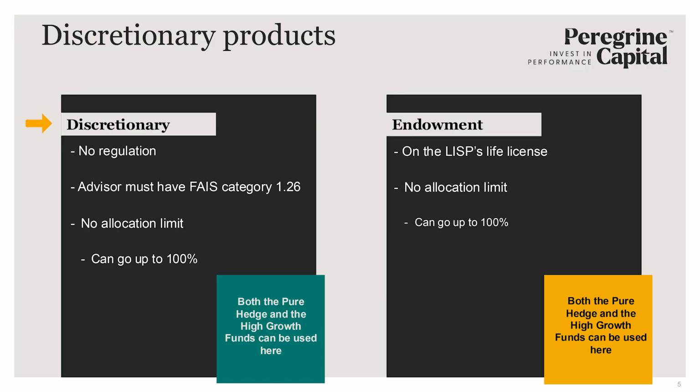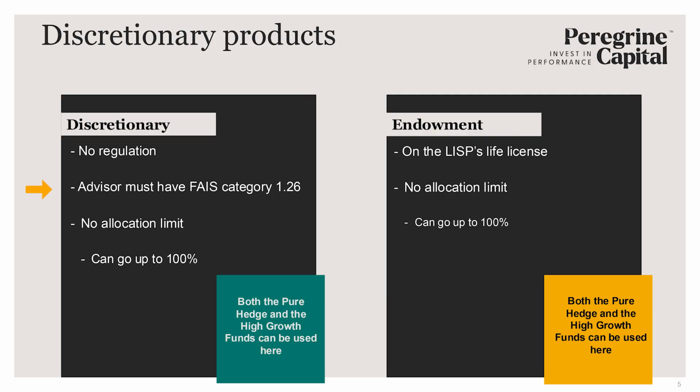So if we dive into the individual products from here on out, the first I think that we can talk about is the discretionary products. So the nice thing about discretionary products, obviously there's no Regulation 28 applicable to these things. And the important thing there is that means that there's no limitation to how much hedge you can use in a client's portfolio. I think one of the limitations to be aware of, and obviously I think why many of you might be doing these modules, is that there is the FAIS category requirement. So you need the license category 1.26 in order to invest in these funds for your clients. No allocation limit, as I said, so technically you could be 100% hedge if you wanted to.